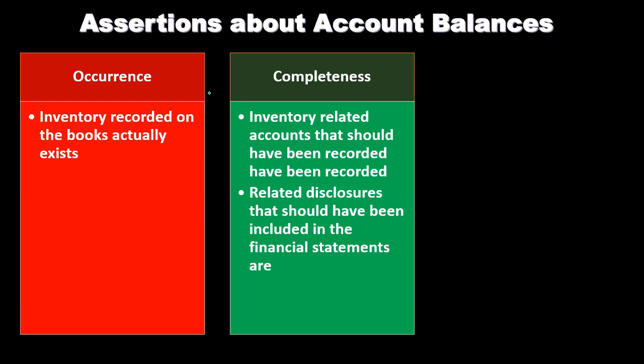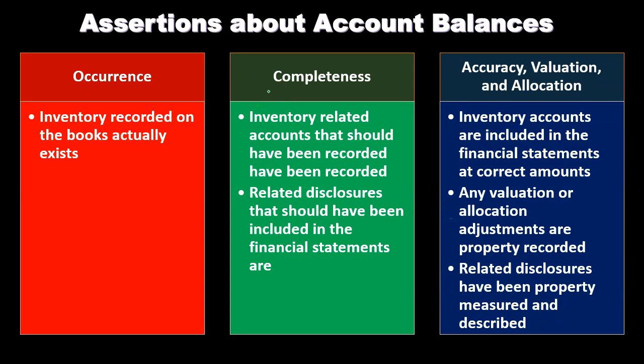Of these two, we're probably more concerned with occurrence, because why? As auditors, we're more skeptical that the financial statements will be overstated, that they'll look better. We don't want to overstate the financial statements, so we're more concerned about inventory, an asset, something that would make them look good, being on the books when they don't actually have it. And therefore, we will generally be more concerned with occurrence than completeness, although we want to test them both. Accuracy, valuation, and allocation. Inventory accounts are included in the financial statements at the correct amounts.